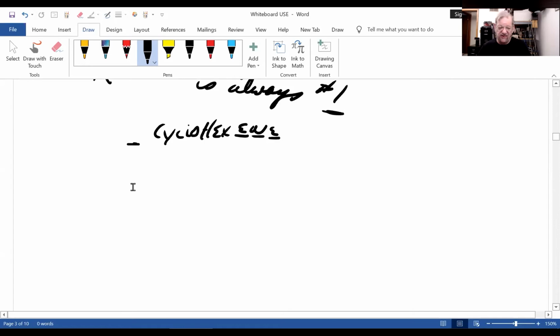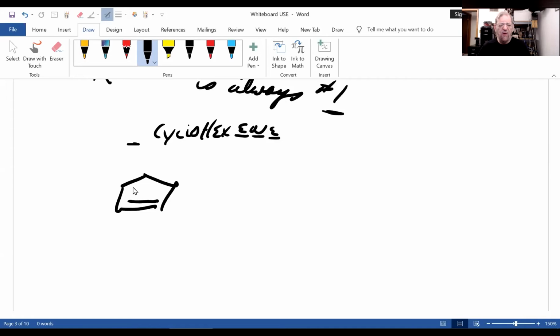Now I have to teach, well, let's you try one. What would be the IUPAC name of this molecule? Go.